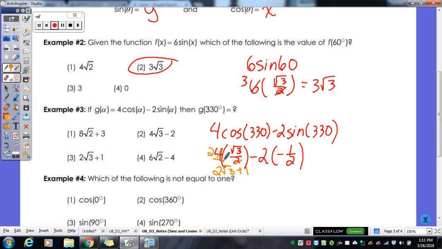Because you would divide, because this would be up top. 4 divided by 2 gives me 2. Kind of reducing. Because negative times negative is positive. This is a negative 2.